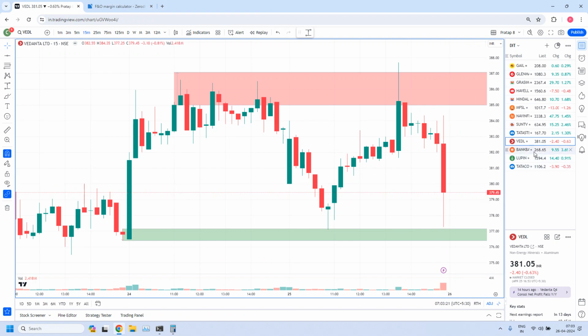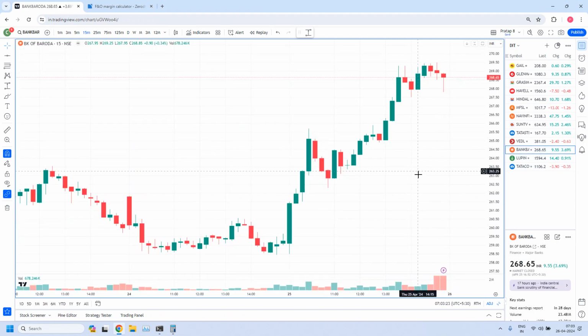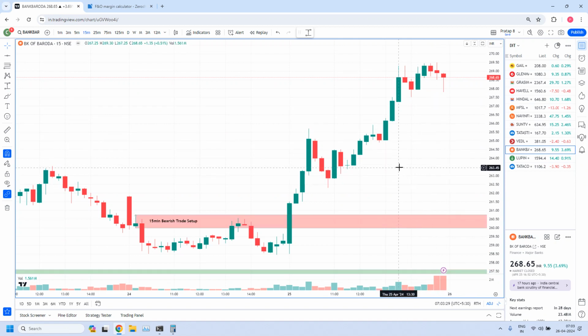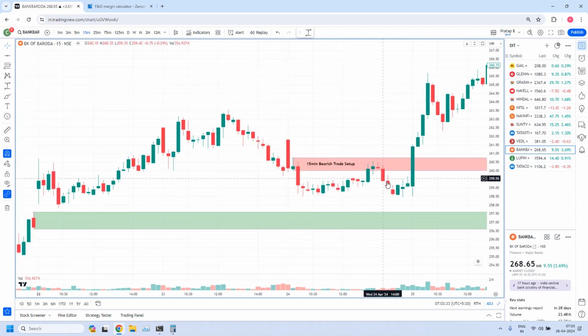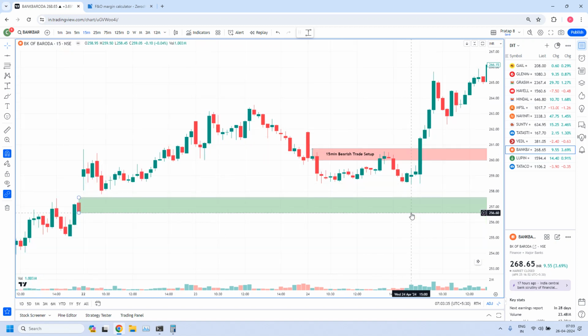And what is the next one? Bank of Baroda. But remember, this is a bearish trade setup. The last three stocks are bearish trade setups. A 15 minutes bearish trade setup. And prices, this is the target.